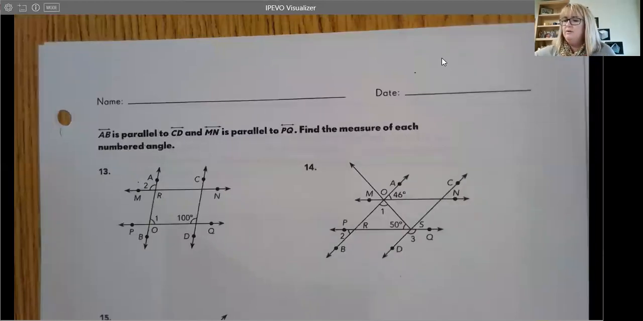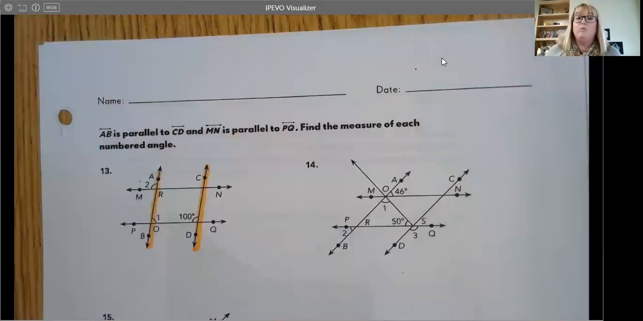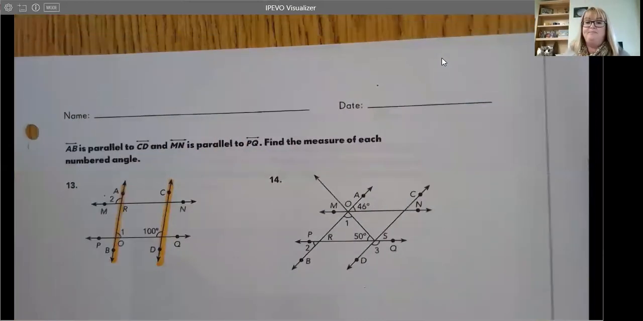All right, so we've got 2 sets. I really should get one more highlighter. Be right back.